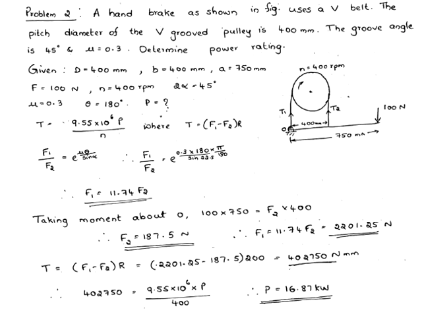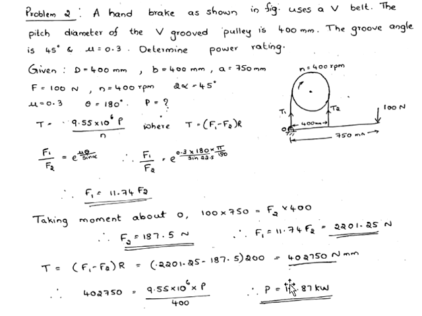One more problem, second problem on simple band brake. A band brake as shown in figure uses a V-belt. Pitch diameter of V-grooved pulley is 400 mm. Groove angle is 45 degree. Mu value is 0.3. Determine power rating. Determine power rating means we have to find out what is the power transmitted. So P value we have to find out.